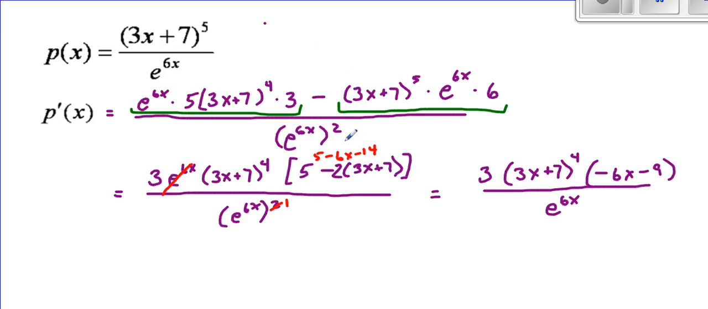So again, this one up here is correct, but to match it up with the back of the book, you might have to do some algebra like this. All right, we've got one more example for you.